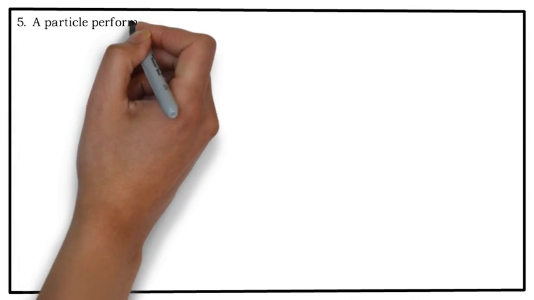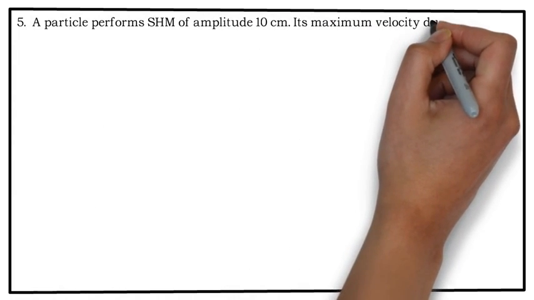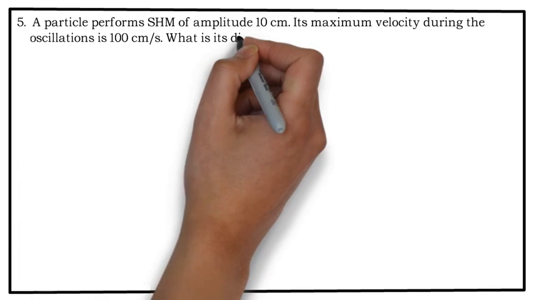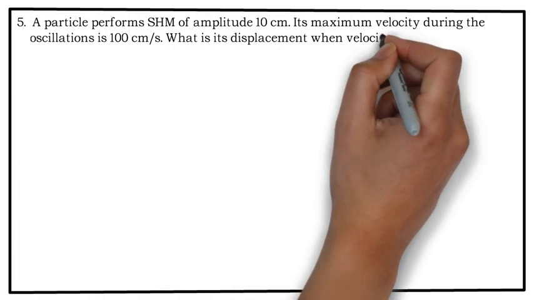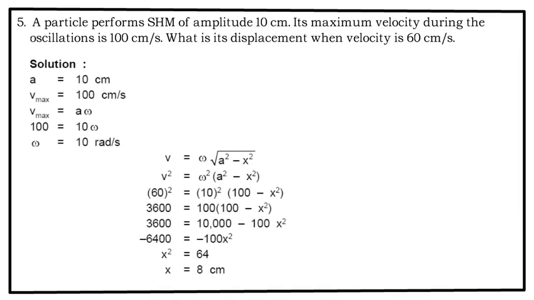Problem number 5. A particle performs SHM of amplitude 10 centimeter. Its maximum velocity during the oscillation is 100 centimeter per second. What is its displacement when the velocity is 60 centimeter per second? Solution. A, amplitude, is equal to 10 centimeter. Vmax is 100 centimeter per second. Vmax is equal to a omega. Vmax is 100 and that is equal to 10 into omega. So you get omega is equal to 10 radians per second.